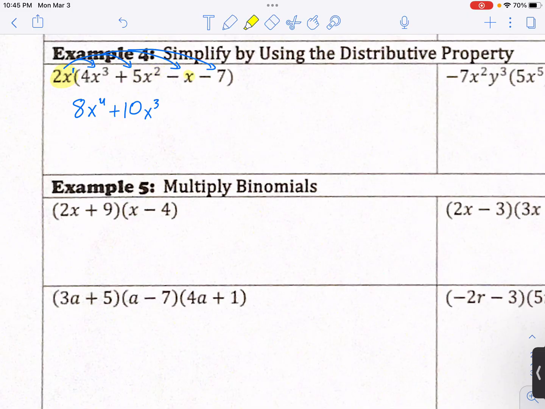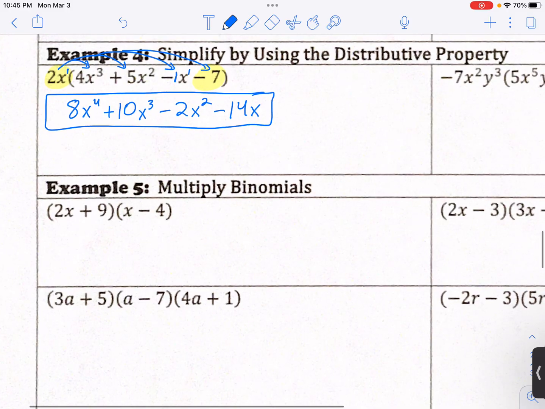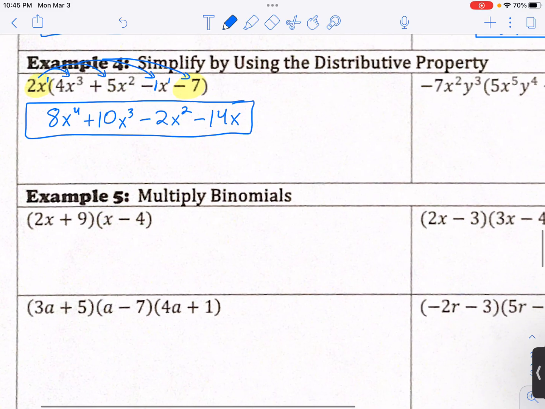All right, on to the next one. This is going to be -1 times 2, so -2, and then x to the first plus x to the first, that's going to be x squared. All right, and then the final one, we're going to do 2x times that -7, I get -14, and it's just going to remain x to the first, or just x. So again, multiply your coefficients, and then you just add your exponents.